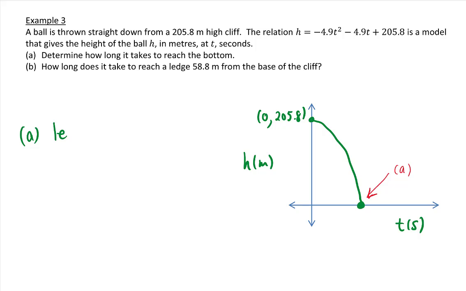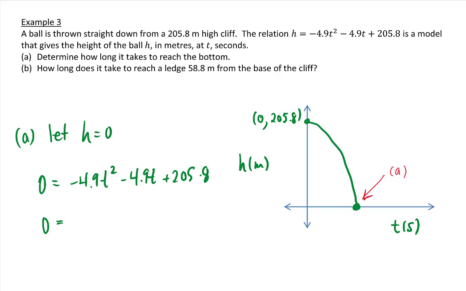So we're going to let h equals 0, which gives us that 0 is equal to -4.9 t squared minus 4.9 t plus 205.8. So our first rule is the common factor first, and I would try out and see if all of these terms are divisible by 4.9. And you end up with t squared plus t minus 42. So this works out nicely.